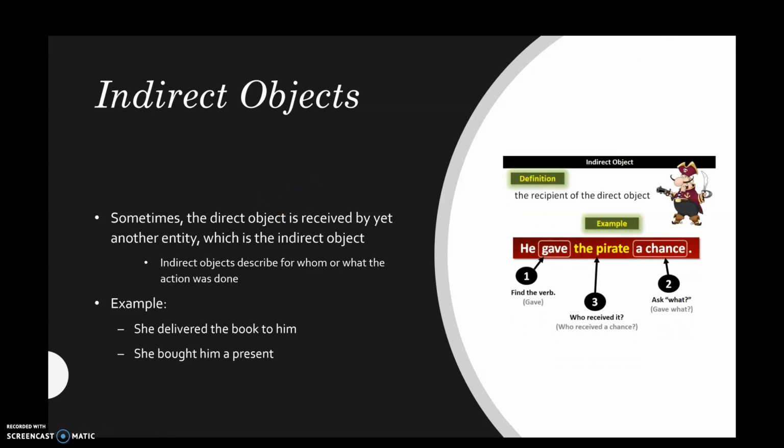So an indirect object is the recipient of the direct object. He gave the pirate a chance. Who did the giving? He. What did he do? He gave. What did he give? A chance. And who did he give it to? The pirate. So find the verb, then ask what. So he gave what? A chance. And then to who? The pirate.